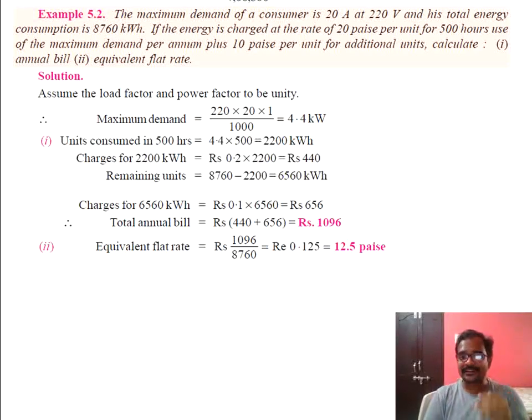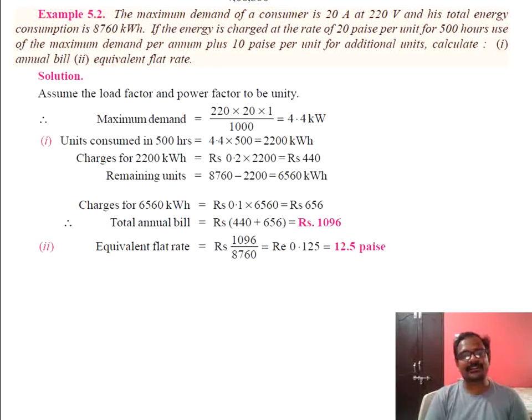Next is the equivalent flat rate. The first part of the problem is to calculate the annual bill. So the total annual bill will be the charges for 2200 kilowatt hour plus the charges for 6560 kilowatt hour, which will be 440 plus 656, and the total amount will be 1096.